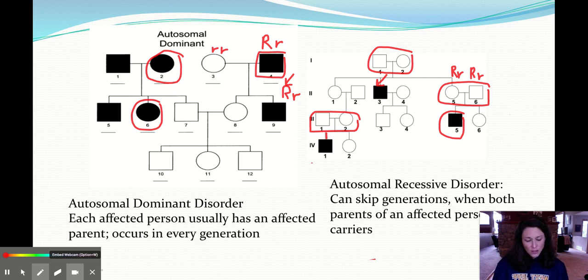And that's totally up to you, but you should have somewhere in your notes how we can tell the difference between an autosomal dominant and an autosomal recessive disorder. And when I say autosomal, that's on a chromosome that's not sex-linked. So we've talked about some things that are sex-linked, only on the X chromosome. Autosomal is any other chromosome in your body except your sex chromosomes.